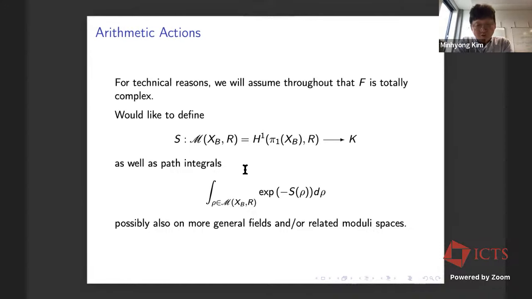So in that case, I'll go back to the original moduli space I mentioned at the beginning, moduli space of representations of pi 1. And what would we like to do? We would like to define functions that behave like actions, and possibly local functions, as well as path integrals of this sort. Now, I'll also consider some related moduli spaces as well if I have time.